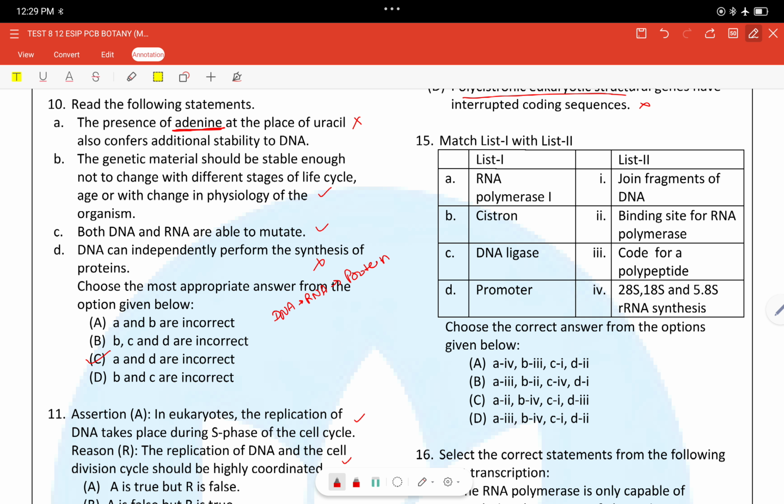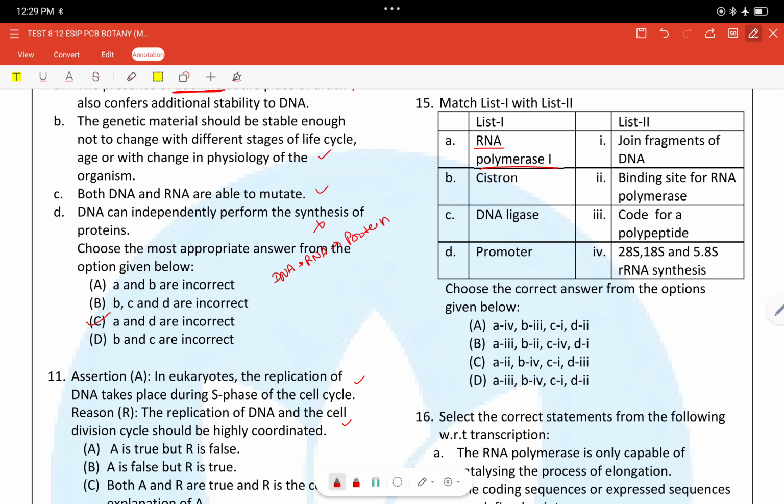Now, RNA polymerase 1. We have three types of RNA polymerases in eukaryotes. RNA polymerase 1 catalyzes synthesis of 28S, 18S and 5.8S RNA. Cistron is the segment of DNA which codes for a polypeptide, and DNA ligase joins the fragments of DNA. Promoter is the binding site of RNA polymerase. So the answer will be A, 4312.